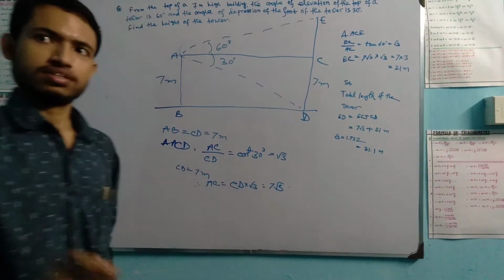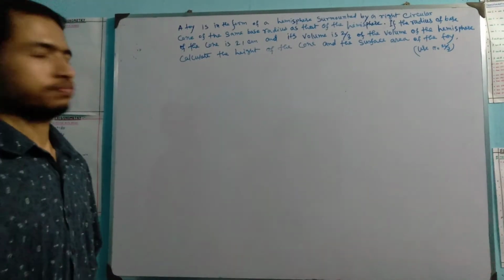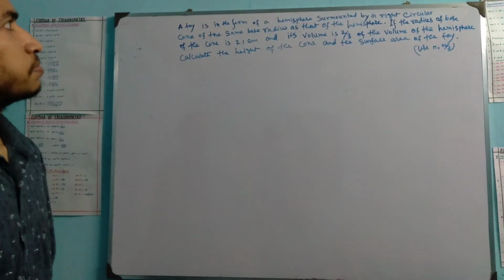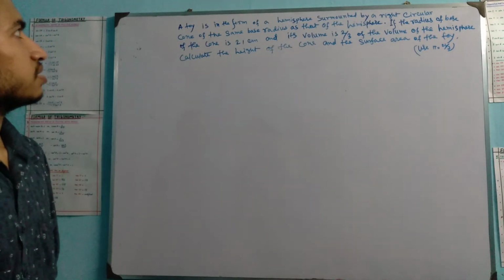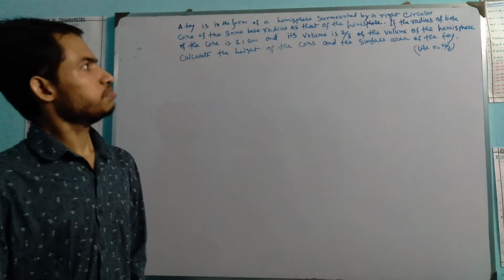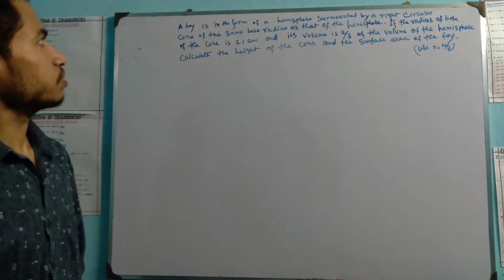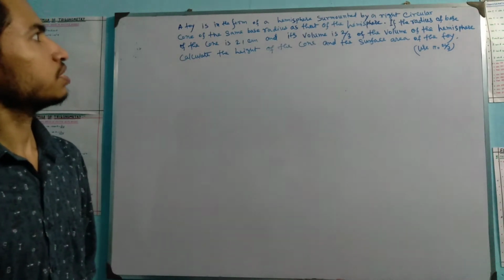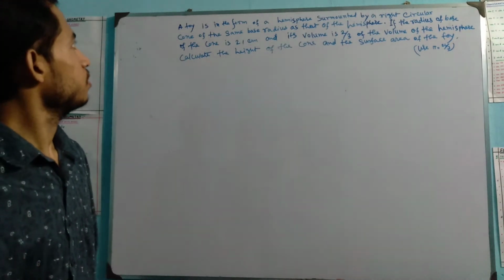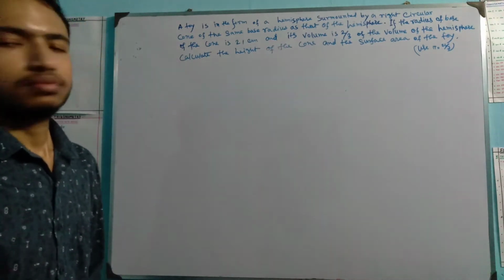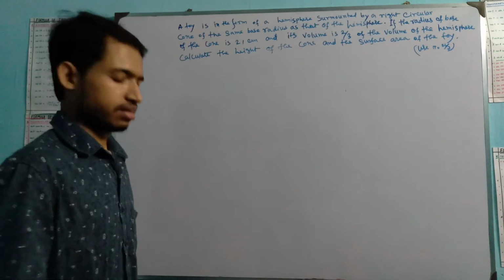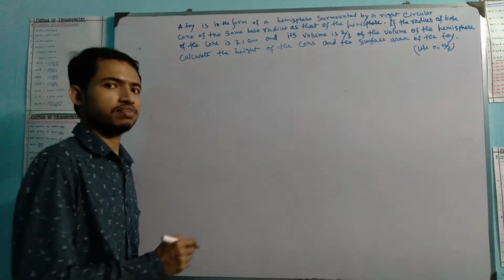Thank you. Now the question is saying that a toy is in the form of a hemisphere surrounded by a right circular cone of the same base radius as that of the hemisphere. If the radius of the base of the cone is 21 cm and its volume is 2 by 3 of the volume of the hemisphere, calculate the height of the cone and the surface area of the toy. Now let's first draw the necessary diagram for this solution.